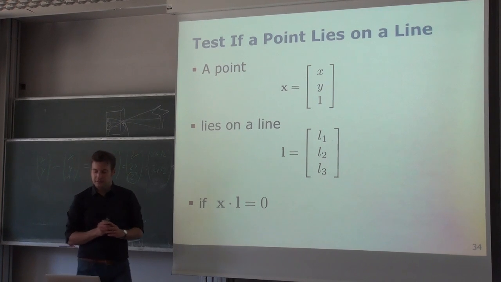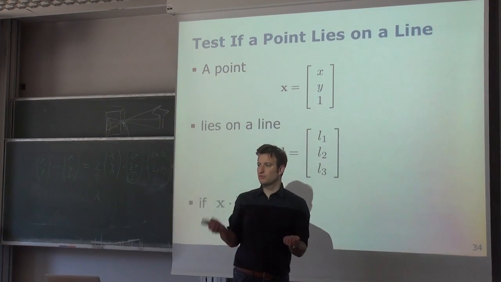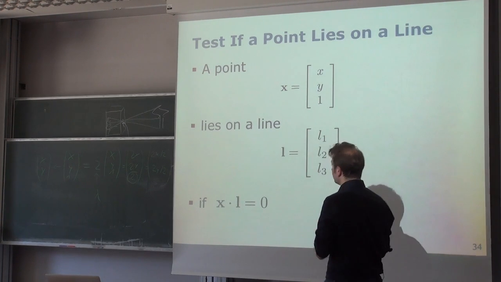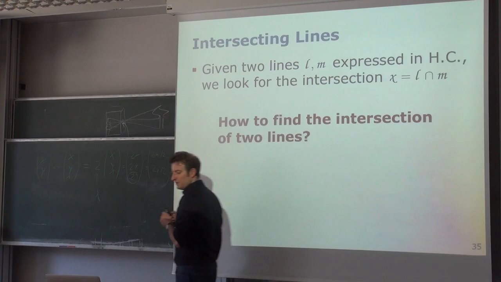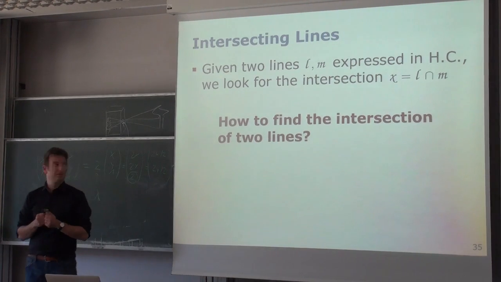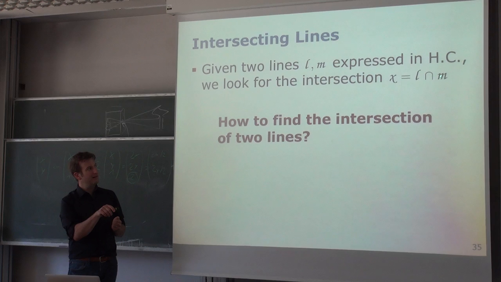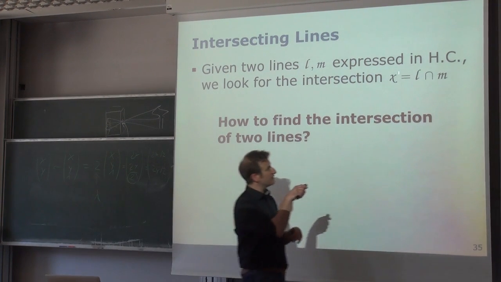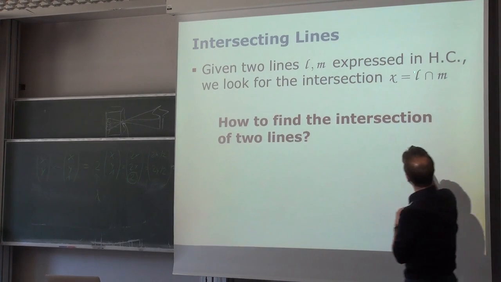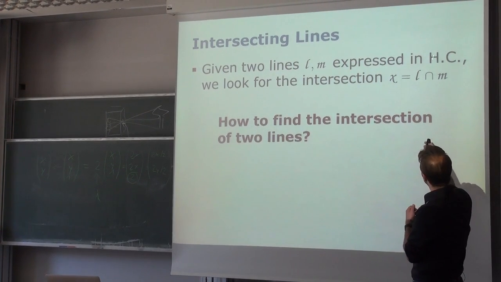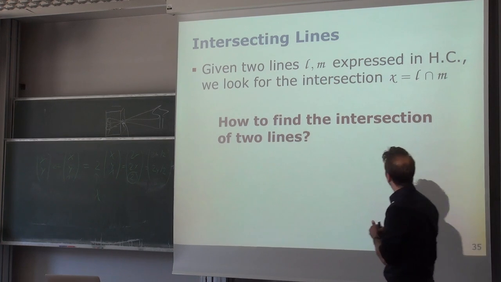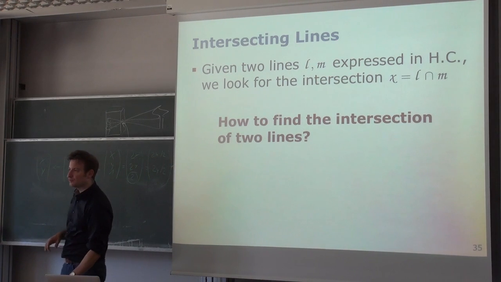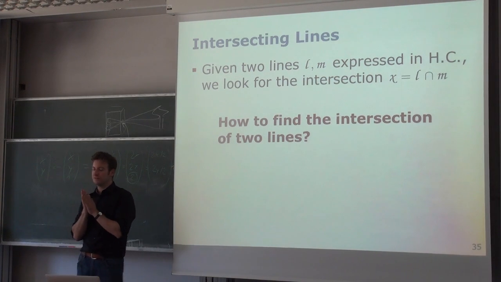Okay, so far we checked if a point lies on a line. The next thing we can do is take two lines, and it would be interesting to ask: do they actually intersect? So I now have a line L and a line M. I want to intersect those lines, and they should intersect at some point x. So L intersected with M will give me the point x. The question is now, how do I find the intersection of two lines?